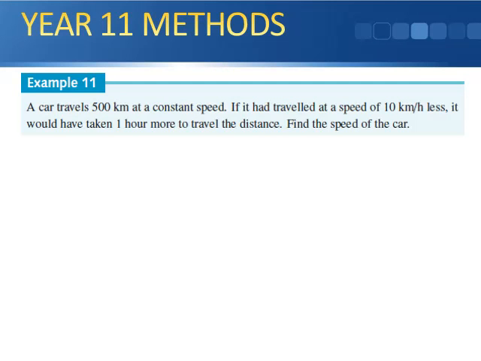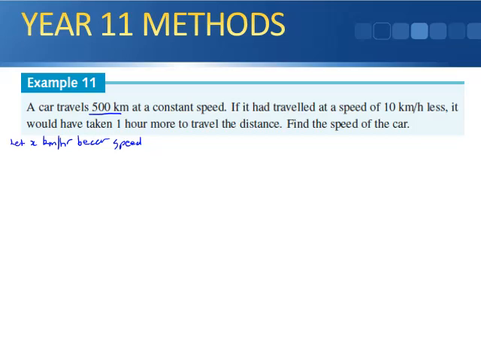Example 11. A car travels 500 kilometers at a constant speed. So that's the distance that it travelled. If it had travelled at a speed of 10 kilometers per hour less, it would have taken 1 hour more to travel that distance. Find the speed of the car. So we'd better say let x kilometers per hour be the car speed, because we don't know the speed of this car.